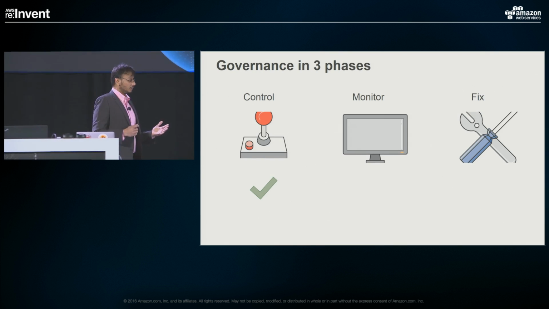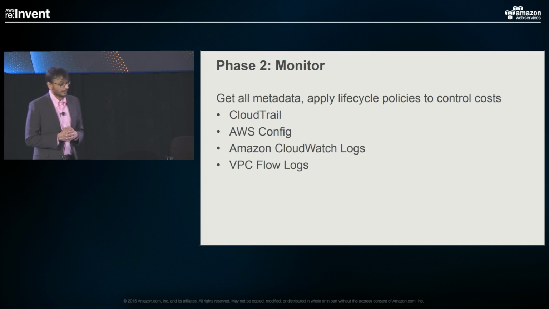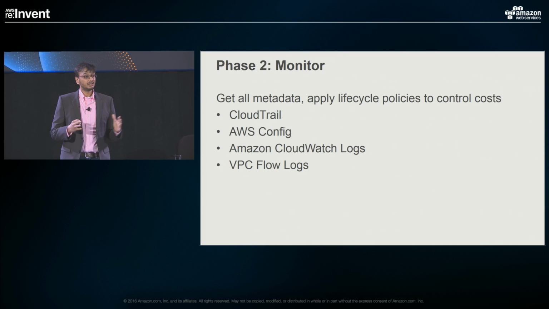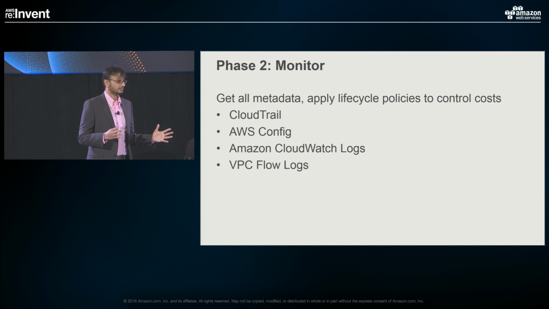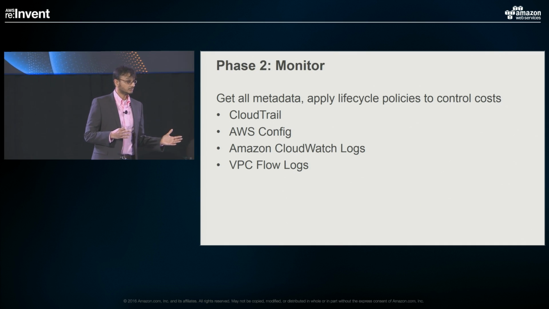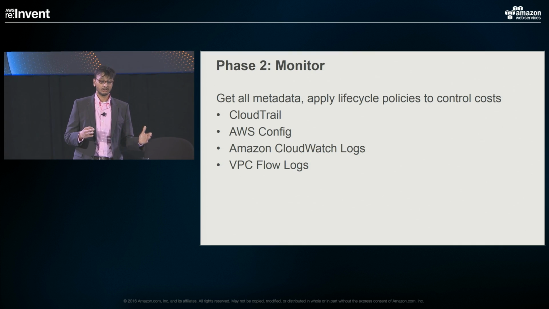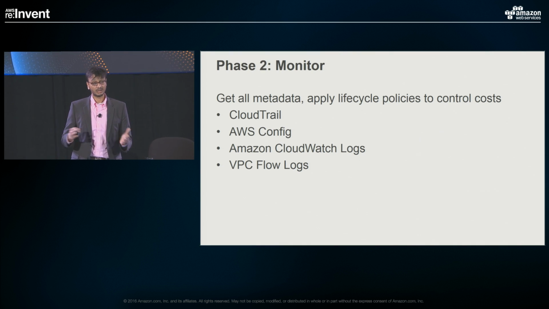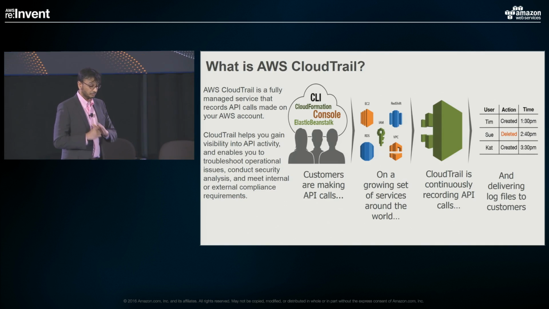So we saw control. Let's look at monitor. Now, there's very little reason to not turn services like CloudTrail and AWS Config on. You get data that you can then use later. If you think you get too much data, or if you're worried about cost, you can always apply lifecycle policies to archive it in Glacier or something like that. So we'll look at each of these in detail.